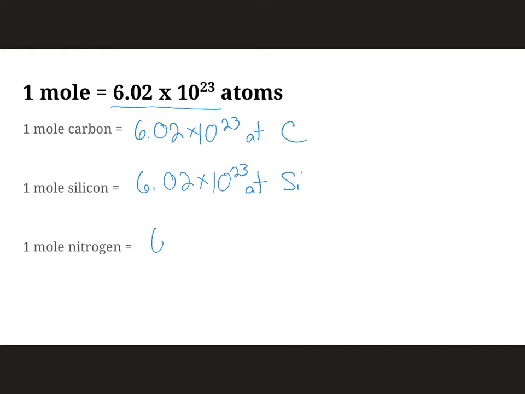Again, it's just like a dozen. 1 mole of nitrogen, 6.02 times 10 to the 23rd atoms of nitrogen. So I could continue this on. Any element, if I have 1 mole of that element, I have that many atoms. And that's really a huge number, 10 to the 23rd. It's hard to even wrap our head around exactly what that means because these atoms are so small, and that makes it such a big number.